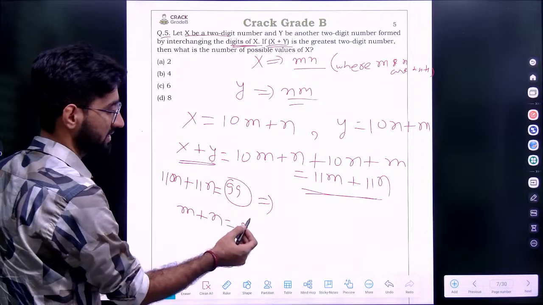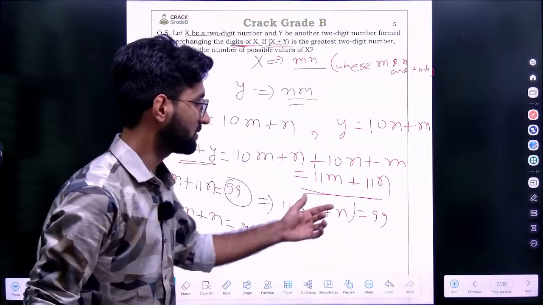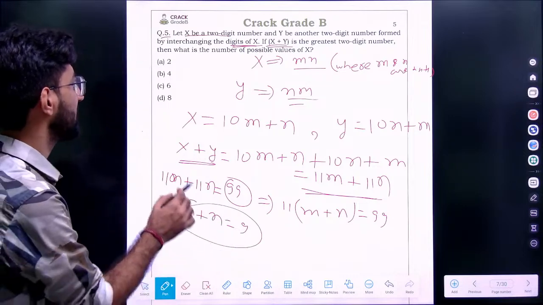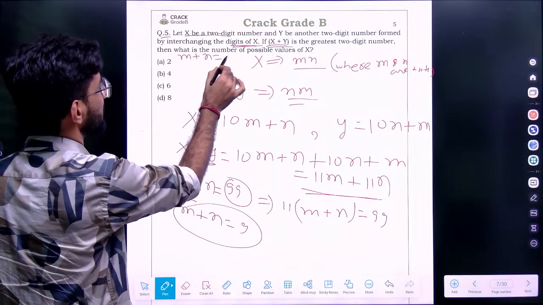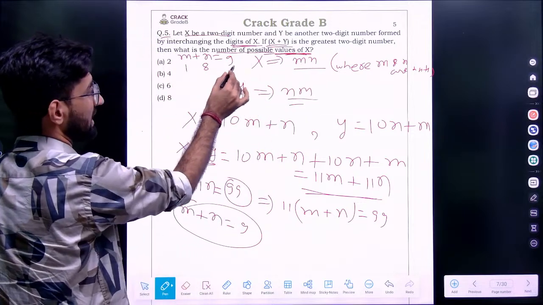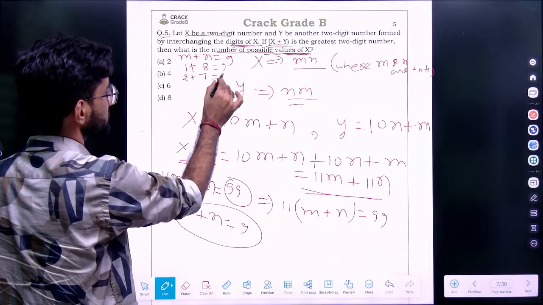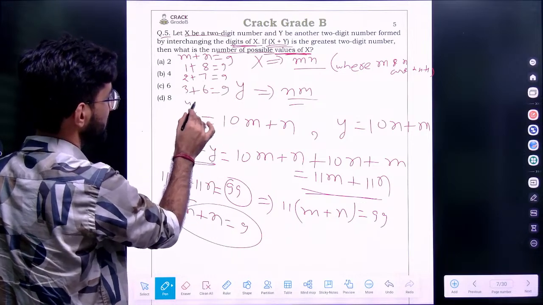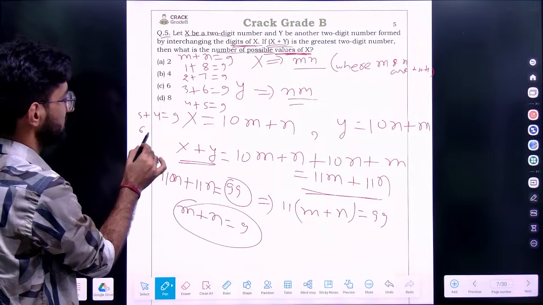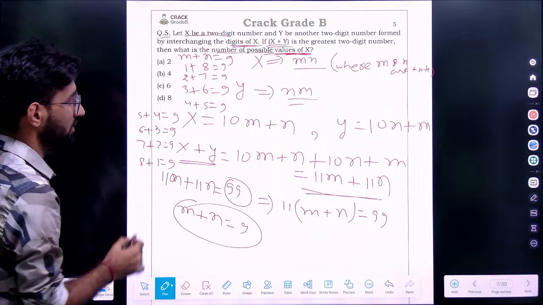How did we calculate that m plus n is equal to 9? 11 into m plus n equal to 99, so m plus n equal to 99 by 11. So m plus n equal to 9. Now we have to find the number of possible values of x. Now we can write 1 plus 8 equal to 9, 2 plus 7 equal to 9, 3 plus 6 equal to 9, 4 plus 5 equal to 9, 5 plus 4 equal to 9, 6 plus 3 equal to 9, 7 plus 2 equal to 9, and 8 plus 1 equal to 9.